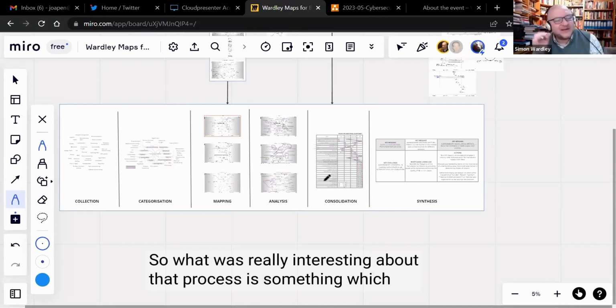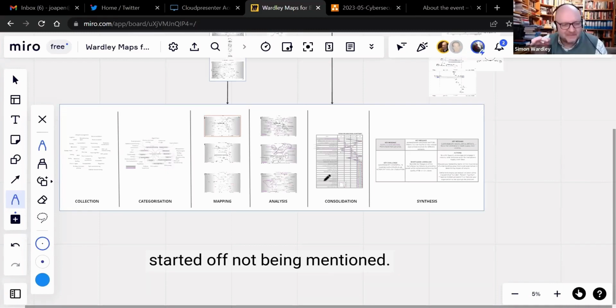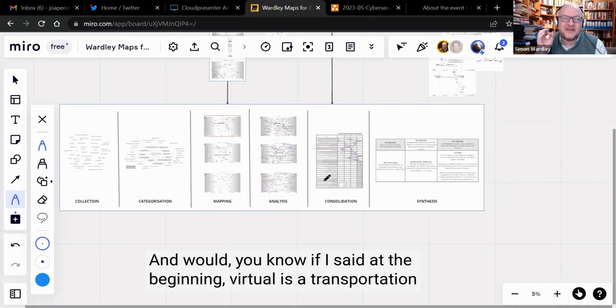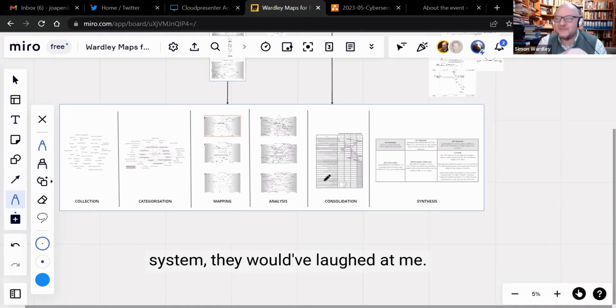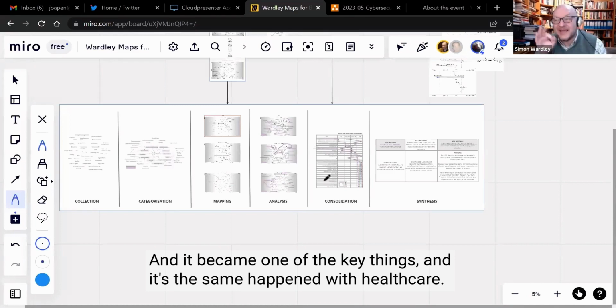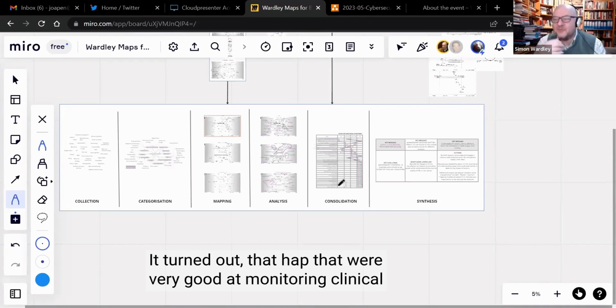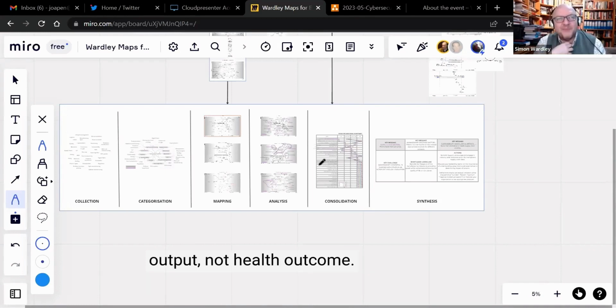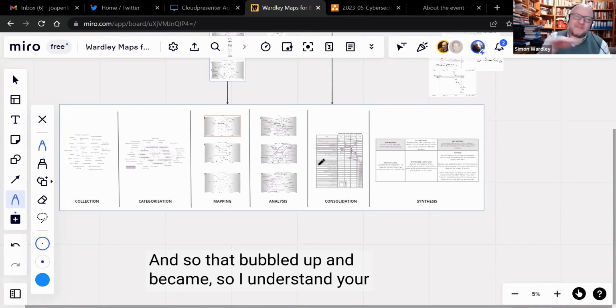So what was really interesting about that process is something which started off not being mentioned and would, if I said at the beginning, virtual is a transportation system, they would have laughed at me. I hadn't even thought of that anyway, but it came out of this process and it became one of the key things. And it's the same happened with healthcare. It turned out that we're very good at monitoring clinical output, not health outcome. And so that bubbled up.